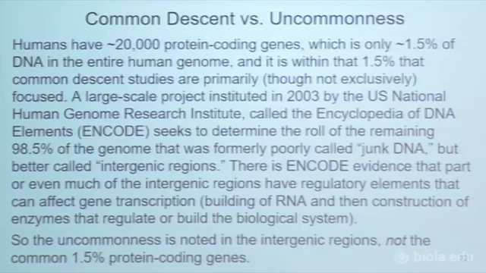So 98.5% of the DNA that's within us is not what codes for most of us. It's only 1.5% that does the coding, and they thought this other 98.5% was just junk. Now they're learning it's not quite junk. There's ENCODE evidence that part or even much of the intergenic regions have regulatory elements that can affect gene transcription. That means that's the code that builds the RNA, that then builds the enzymes that construct us. So the uncommonness is noted in the intergenic regions, not the common 1.5% protein coding regions.